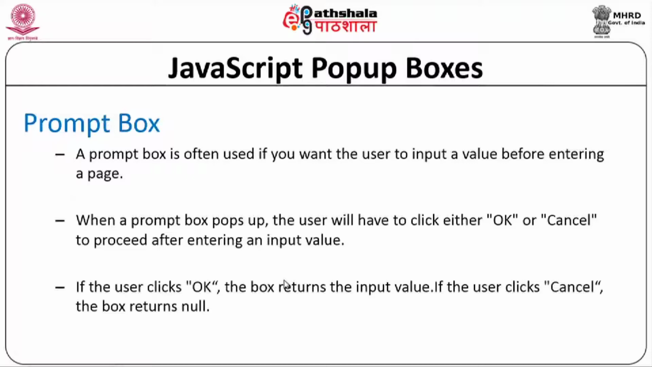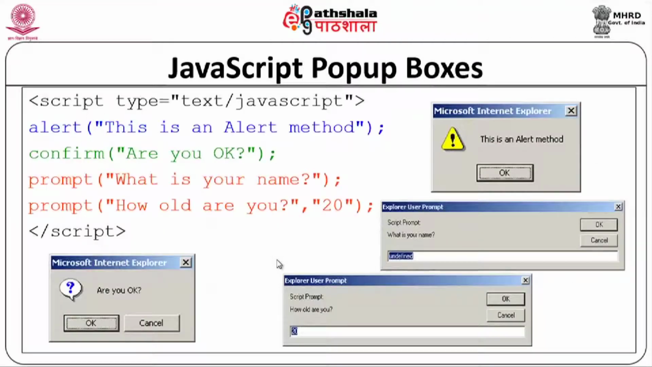And there is a box called prompt box. This is often used when you want the user to input some value in the web page. When the prompt box pops up, there would be a text box to enter some value from the user, and it also holds both an OK button and a cancel button. If the user clicks the OK button, the box returns the input value, or if the user clicks the cancel button, the box returns null. So, these are the three different boxes you can see when working with JavaScript.